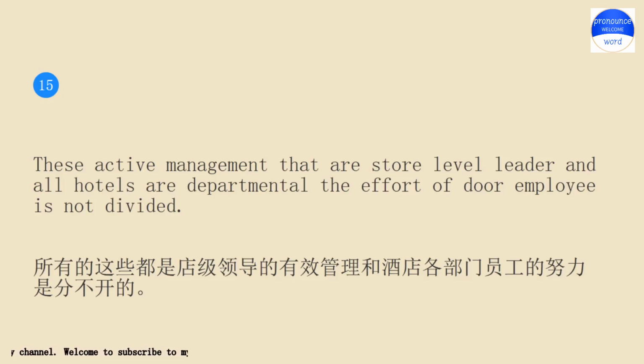These active management that are store level leader and all hotels are departmental, the effort of door employee is not divided.